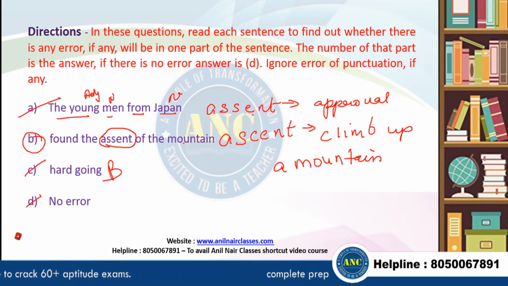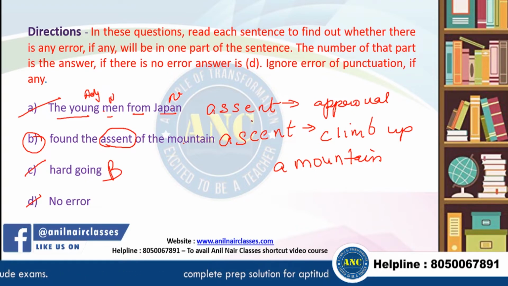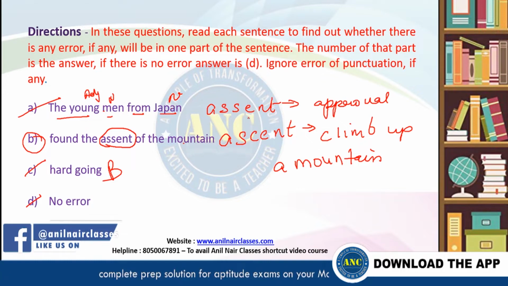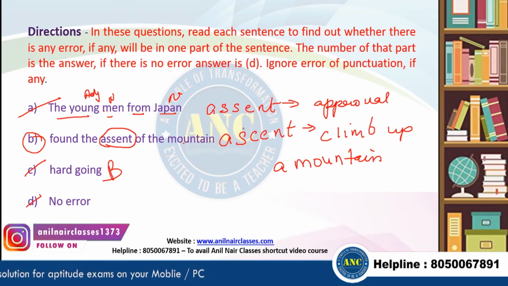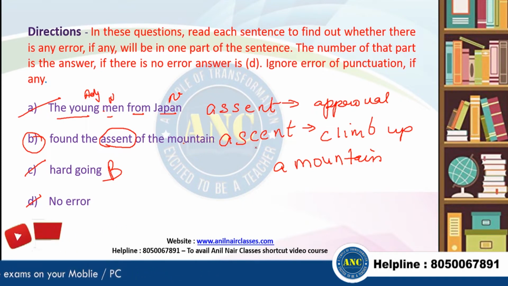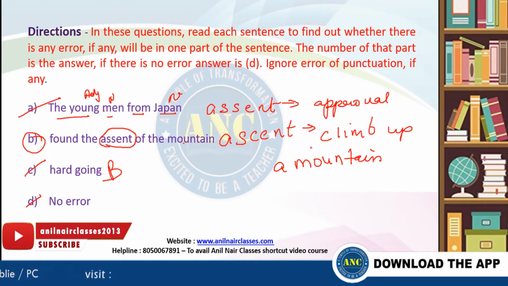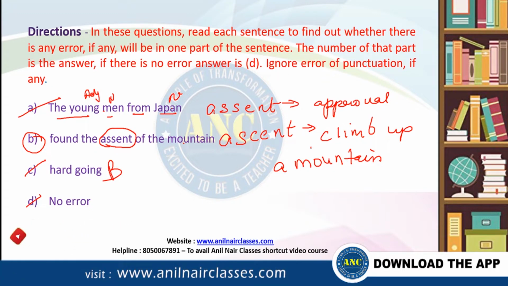The point of this slide is we should know the difference between the spellings and the meanings. We may have a lot of words where pronunciation is the same but the meaning is different. Clear? ASSENT means approval. ASCENT means to climb up a mountain. Let's move to the next question.